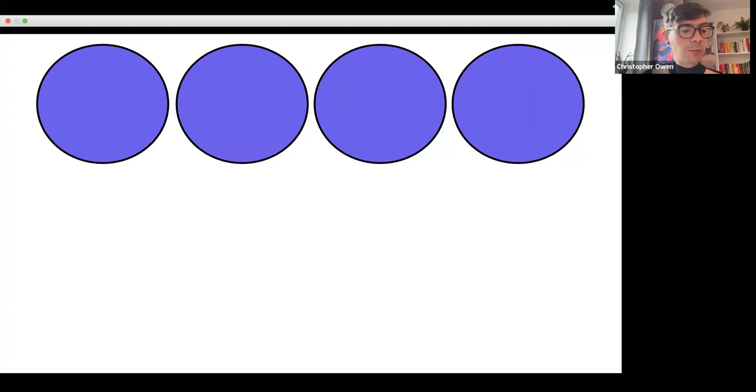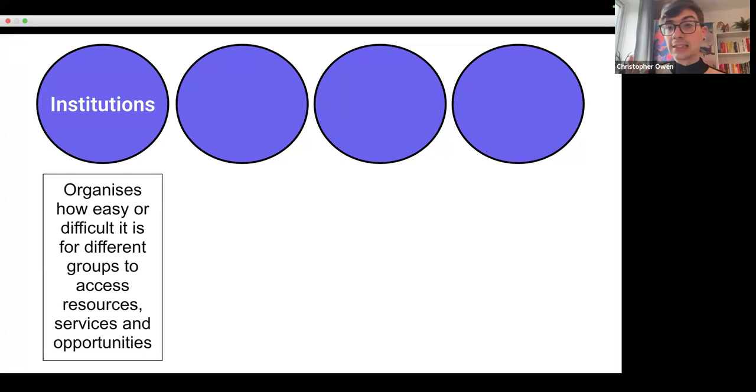And I'm going to use a framework here developed by a Black feminist scholar named Patricia Hill Collins. And she calls this the matrix of domination. So the first area is institutional. So this is how we organize how easy or difficult it is for different social groups to access opportunities.